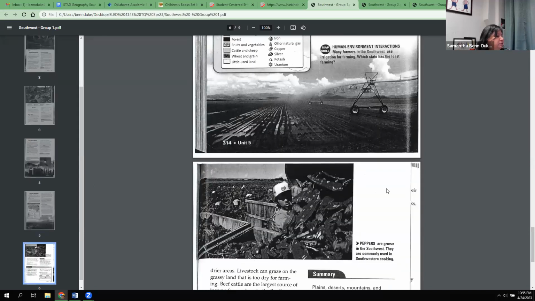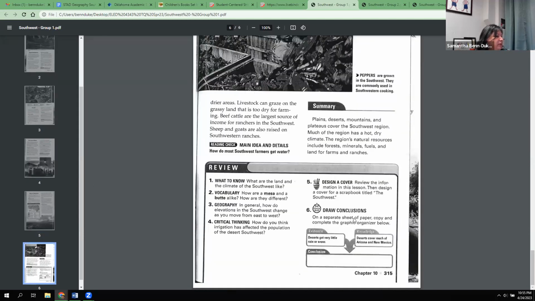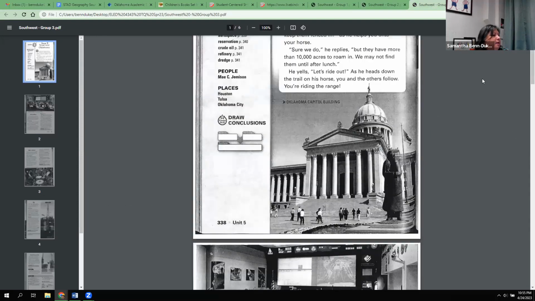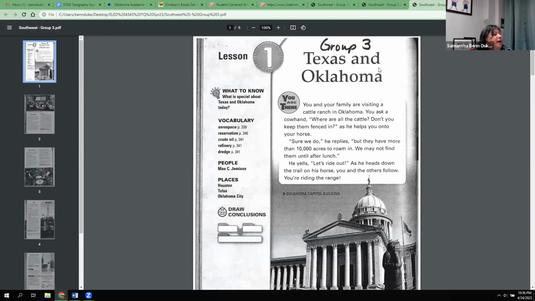So then we get down to the natural resources, and then we have the review here. So students would spend some time just going through these individually and together in their groups, in their homogeneous groups, because all the groups are kind of the same. You know, they have the higher and the lower and lots of diversity among there. So another lesson over early history, Southwest, and then from this part is Texas and Oklahoma.